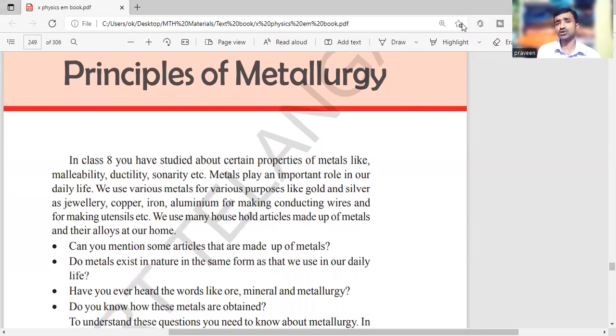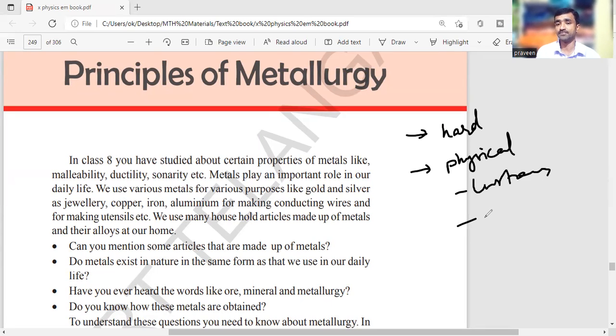So what actually is a metal? It is a hard material, and metals chemically have the property of electron losing tendency. Their physical properties we learned in 8th class: lustrous, sonority, malleability, ductility, heat conductivity, electrical conductivity. These are the physical properties we learned in 8th class.